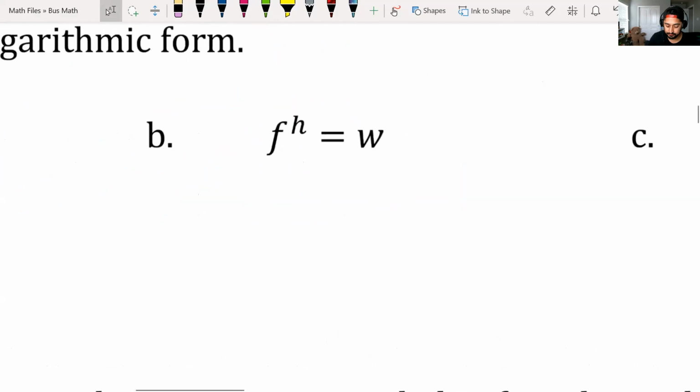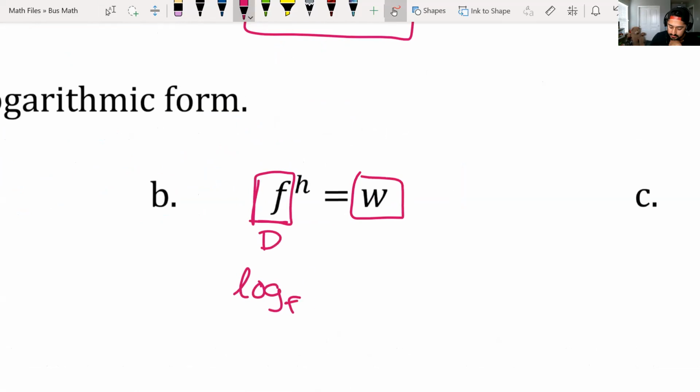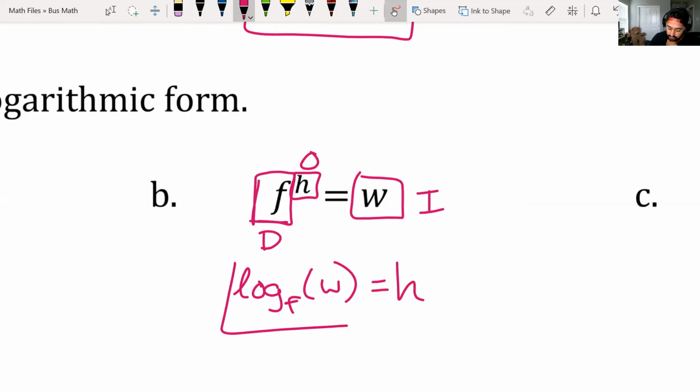Let's do it again. Here we go. We'll start with the base. This f goes down, so you get log base f. This w goes in, and this exponent goes out. Log base f of w equal to h. There you go.